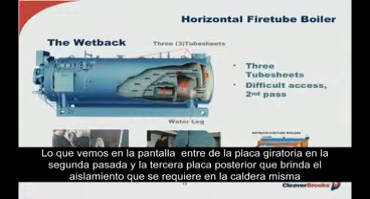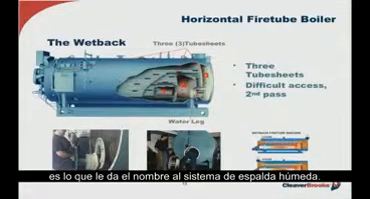The water leg indicated on the screen, which is formed between the turnaround plate at the second pass and the rear tube sheet, provides the heat insulation requirement for the boiler itself. And this is the reason for the name wetback.